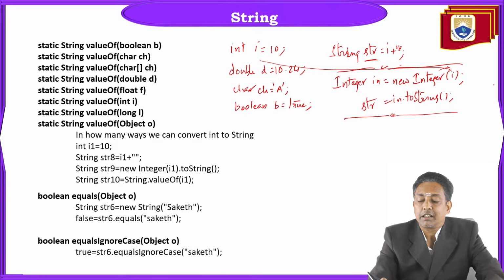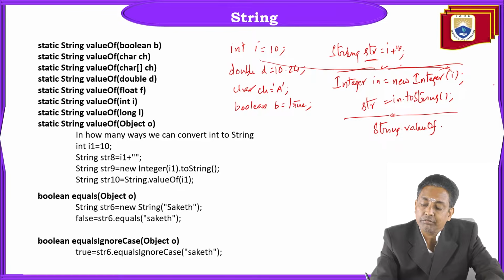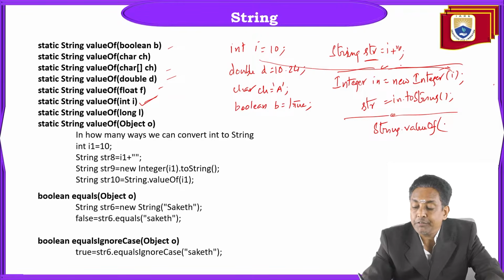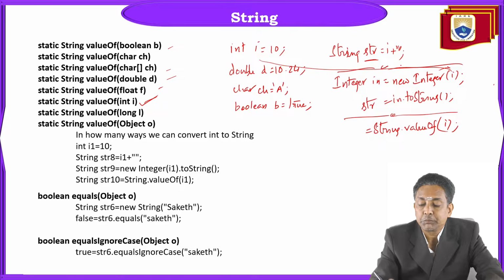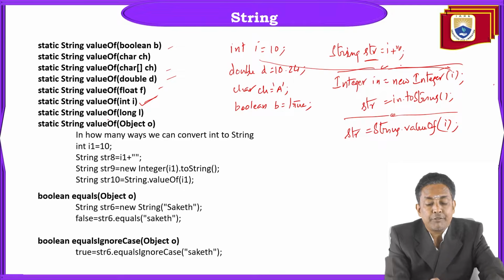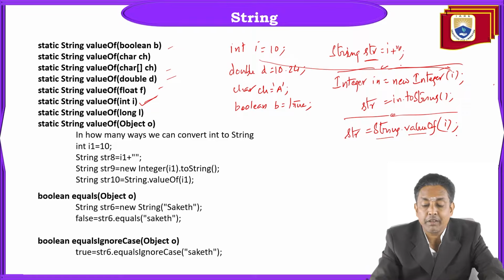And the third way is, in the String class, for every primitive data type, one valueOf method is given, right? String.valueOf(i). If you give this, it will be converted to string. See, the valueOf method takes int as a parameter and returns a string. It's a static method, so I call it with the class name dot method name, passing the variable as an argument, and it returns the string value.